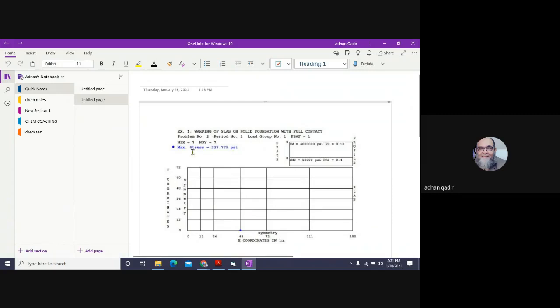And now 7 nodes means 1, 2, 3, 4, 5, 6, 7 in x and y direction. And this is the blue point where it says there is a maximum stress of 238 psi, that is 48 inches from the slab, and it is in the middle of the slab. The section was given to you.